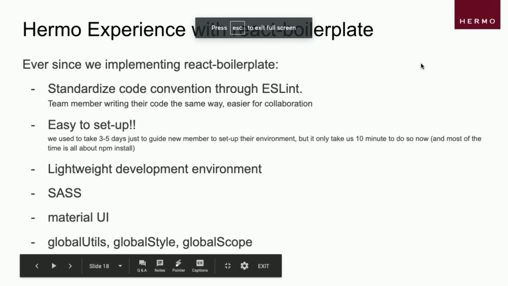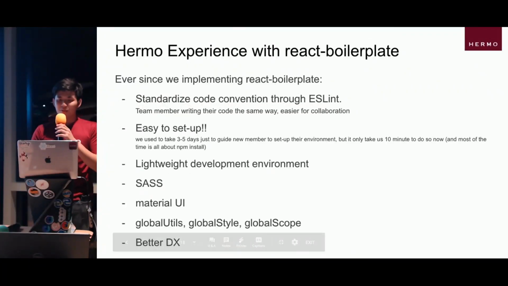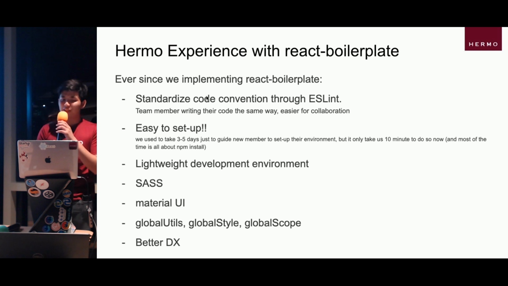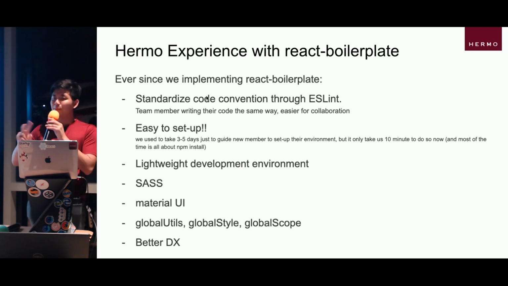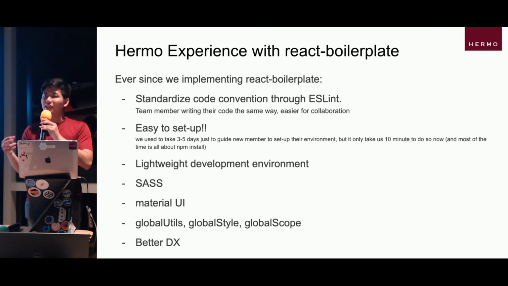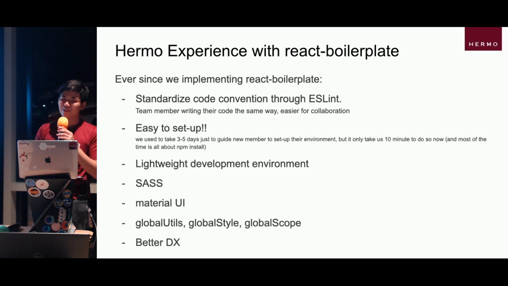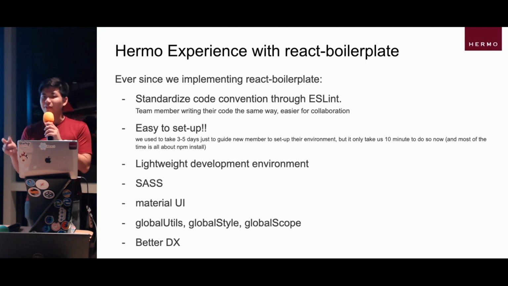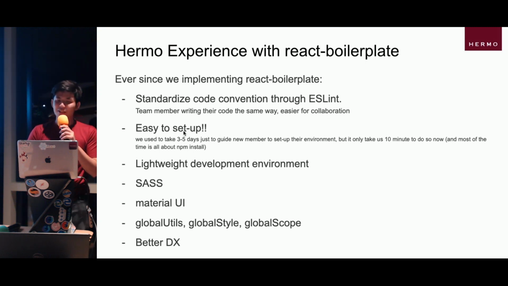Okay, ever since we implemented React-Boilerplate, we actually standardized our code, because previously we were doing Java and everything, and different people wrote different code. When they come together working as a team, the code is totally personalized. Everyone has their own style. But since we implemented ESLint, all the underlying red lines enforce us to standardize our coding method, and we actually modified the default ESLint to fit our needs. And then it's easy to set up.